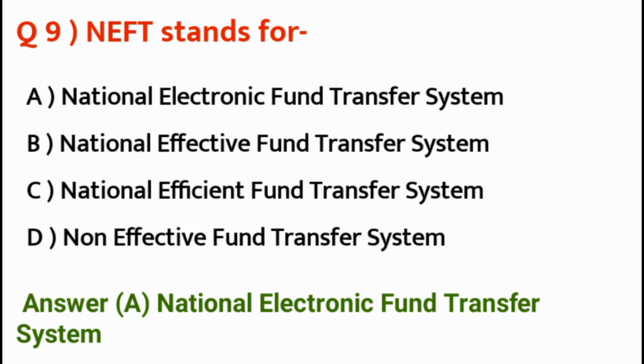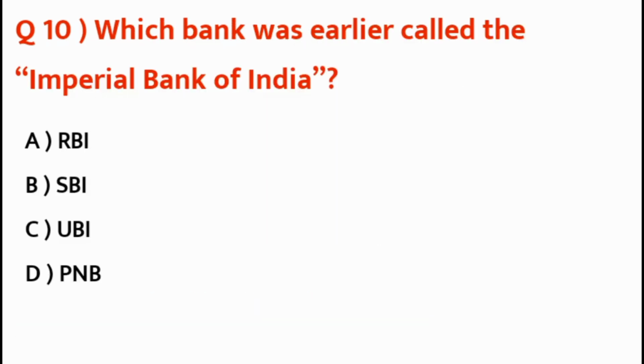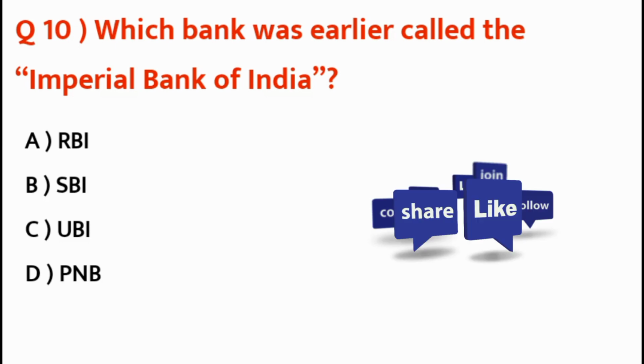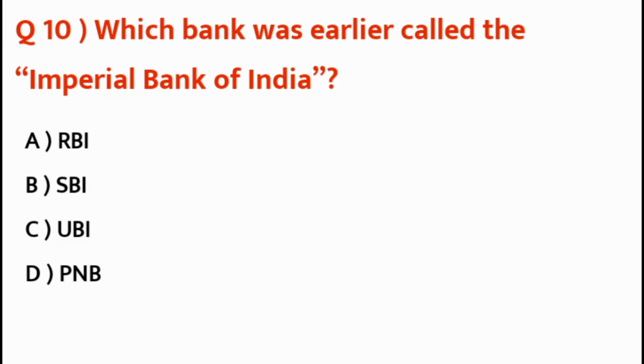Next, which bank was earlier called the Imperial Bank of India? RBI, SBI, UBI, PNB. So the correct option is option B, SBI. So SBI was earlier known as Imperial Bank of India.